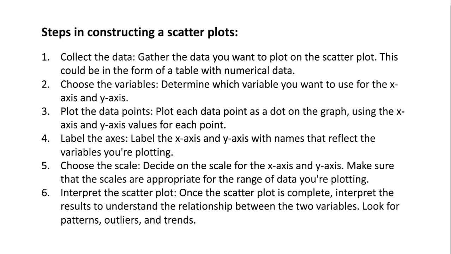3. Plot the data points. Plot each data point as a dot on the graph, using the x-axis and y-axis values for each point. 4. Label the axes. Label the x-axis and y-axis with descriptive and meaningful names that reflect the variables you're plotting. 5. Choose the scale. Decide on the scale for the x-axis and y-axis. Make sure that the scales are appropriate for the range of data you're plotting.